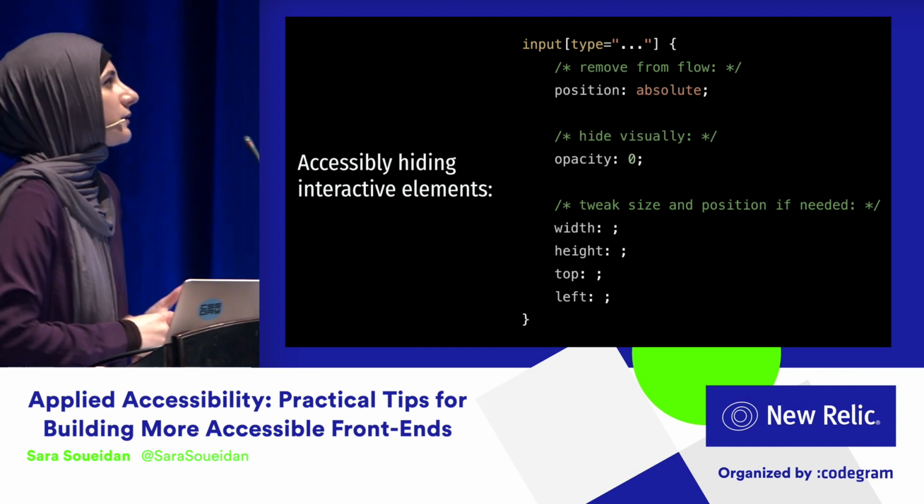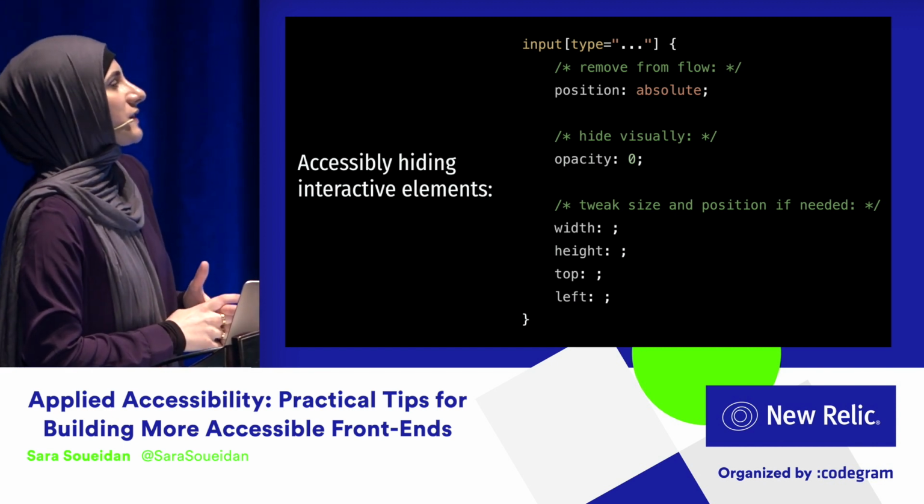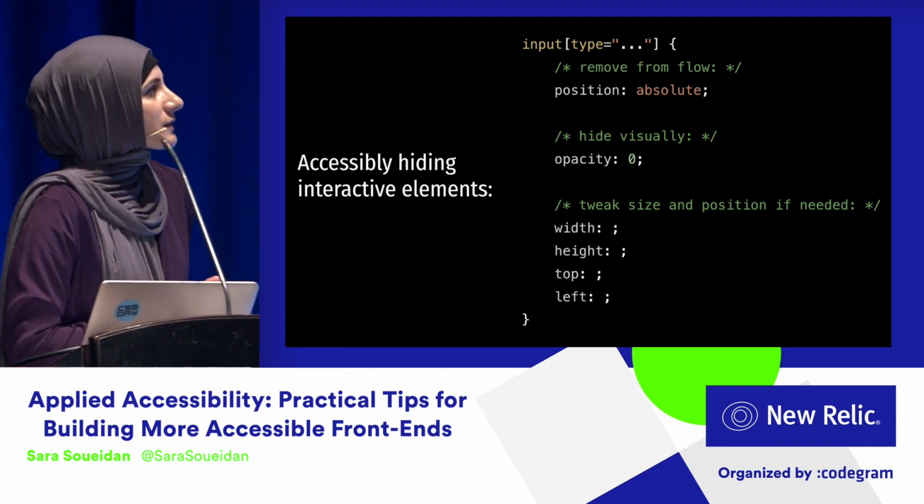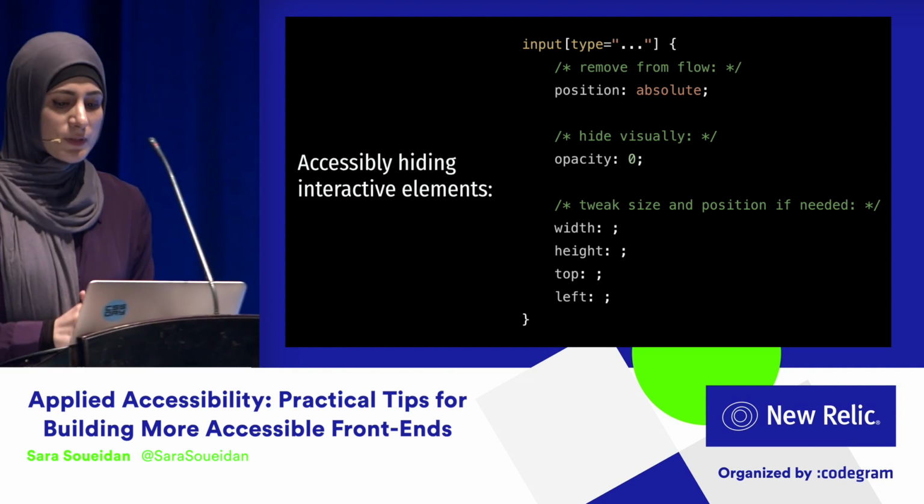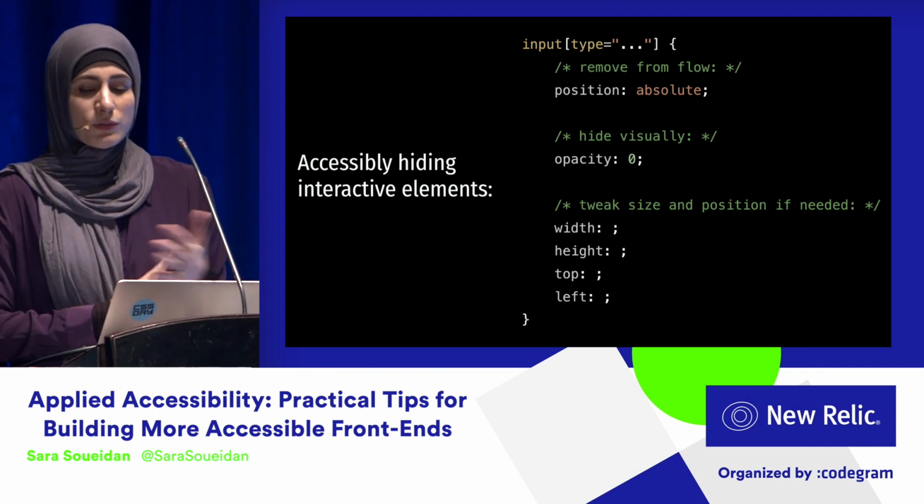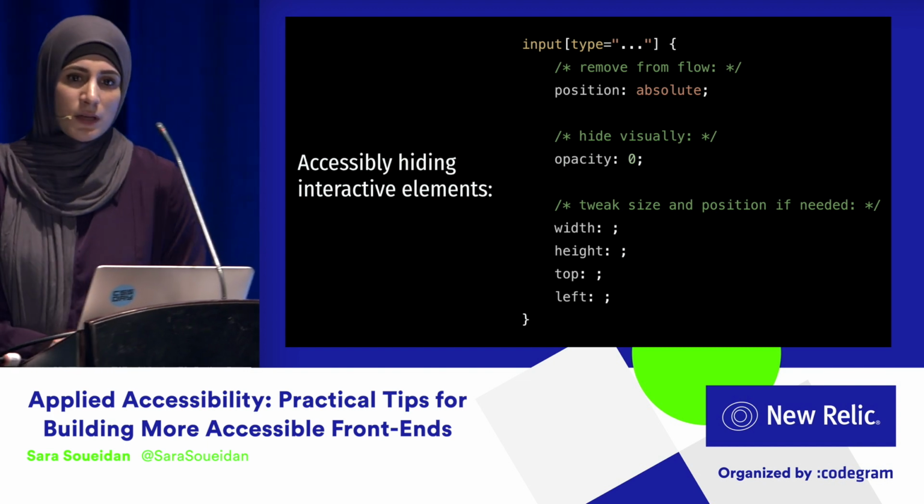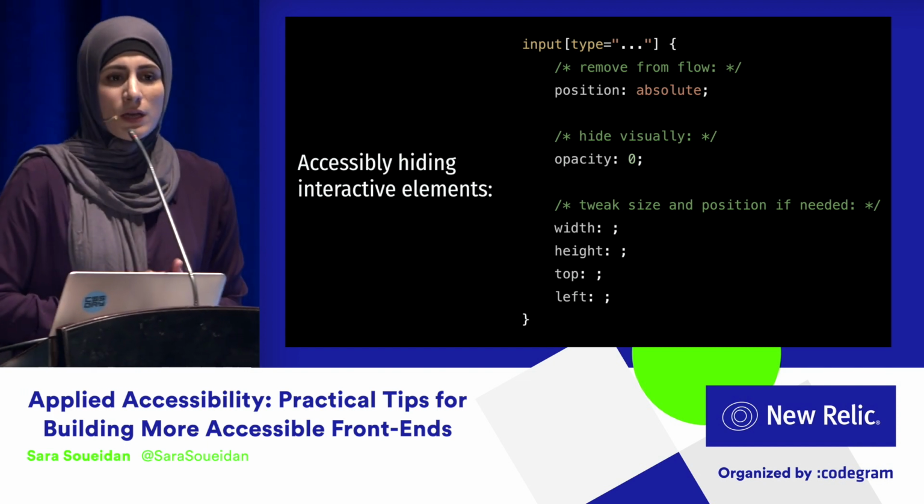And these are the main CSS declarations. Position absolute, remove it from the flow, hide visually, tweak the size, and position it where it needs to be positioned. This applies also to file input types, because in order to style those, we usually have to hide them, to radio buttons, and anything in between.